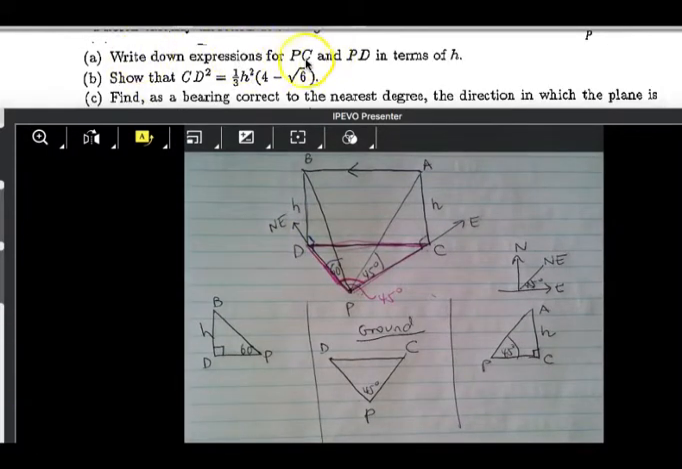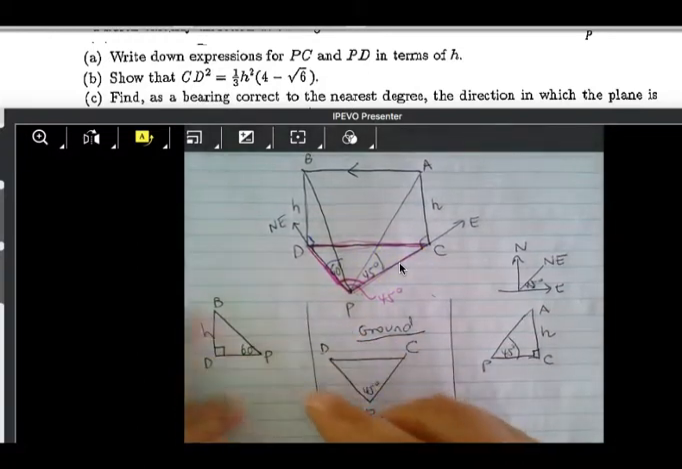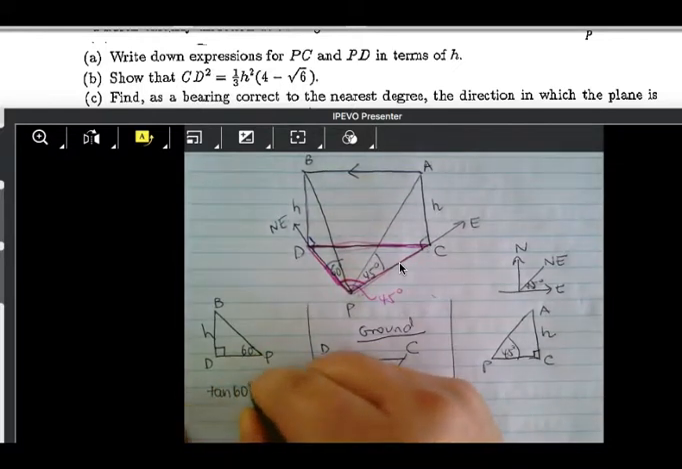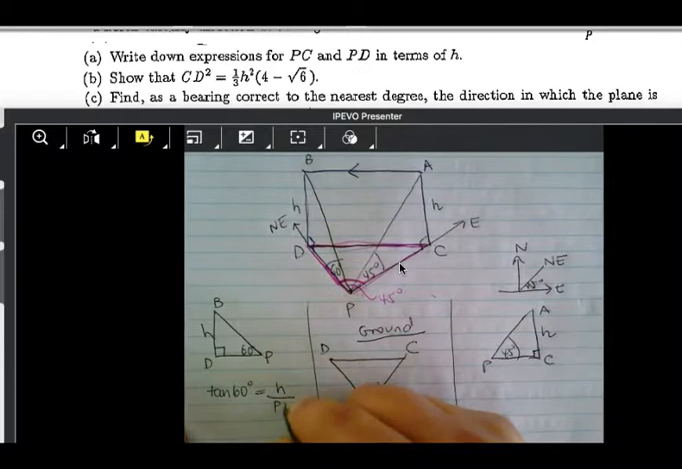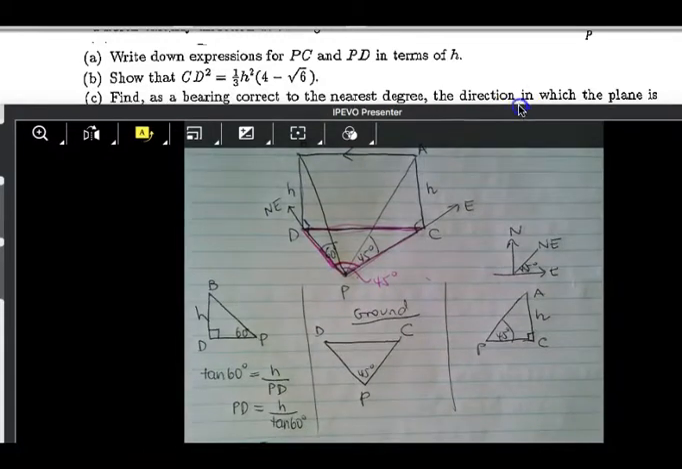Write down expressions for PC and PD in terms of H. PC is the ground distance here, and PD, great. They're very standard questions. So over here, what would we use in this triangle for PD? Tan of 60 degrees is H over PD, or DP. So PD equals H over tan 60. We know that tan 60 is root 3. I'm just going to make this bigger now.